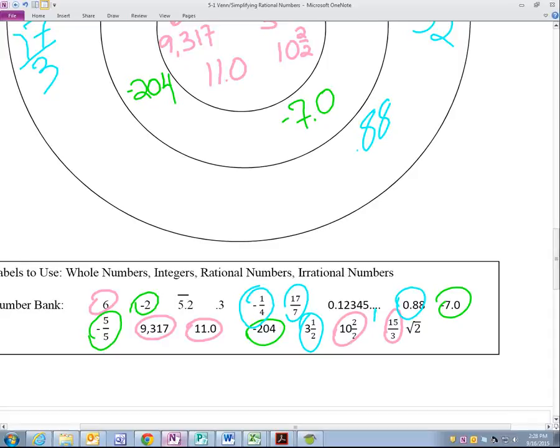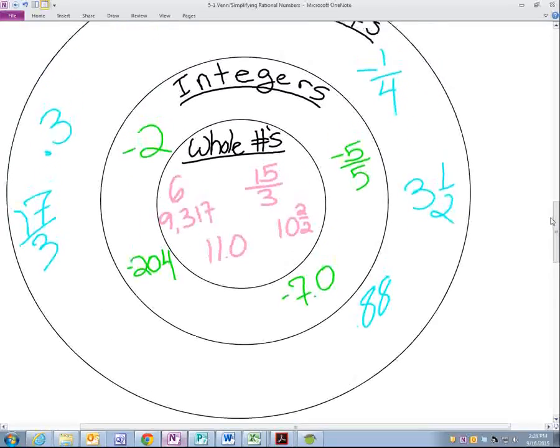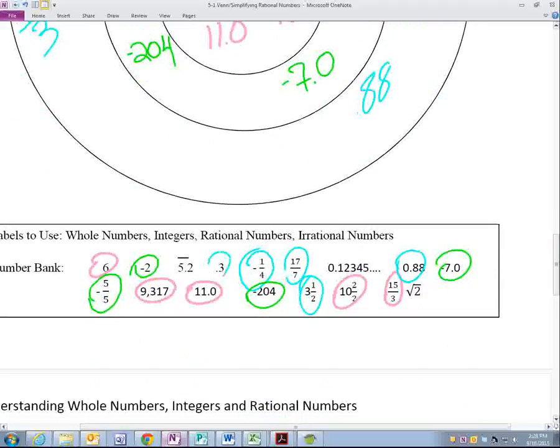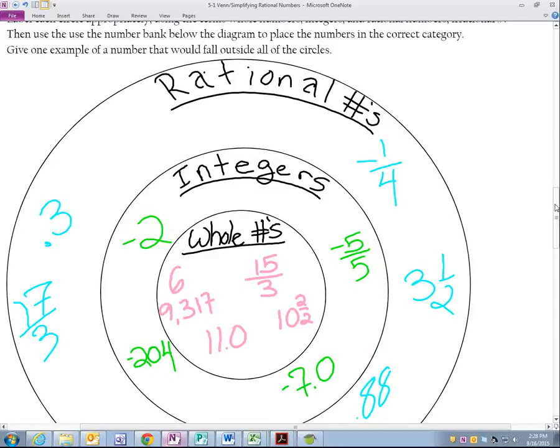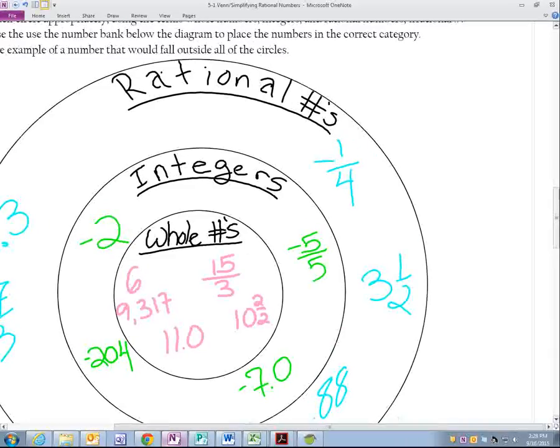0.12345. These little dots here mean it goes on forever. Did we do it? We got that one already. Okay, that was a trick question. Maggie, I'm sorry, I didn't realize that we were done with that. Those are all the rational numbers that are in there. We are going to put those out here with the irrational numbers.